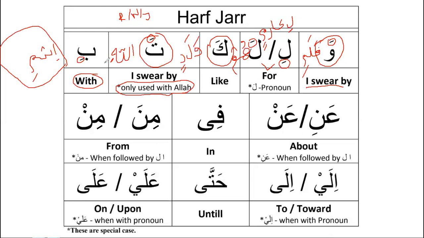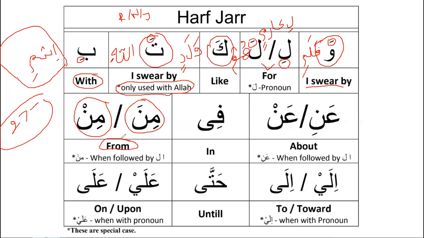So in total we know five words right now. Ba means with, ta means I swear by, ka means like, la means for, and la can come two ways: la for pronouns and li for any other ism. Wa means I swear by. Min. Min is the most common word in the Quran. It comes the highest number of times of all words, about 2700 and something. So if you know min, you know 2700 something words in the Quran. So try to remember this. Min means from.